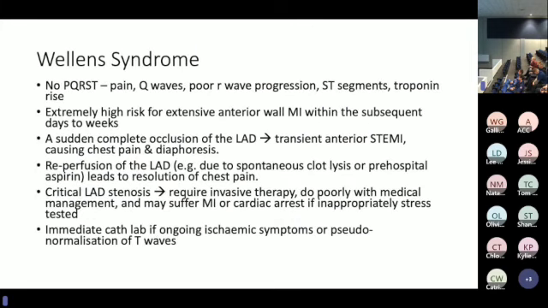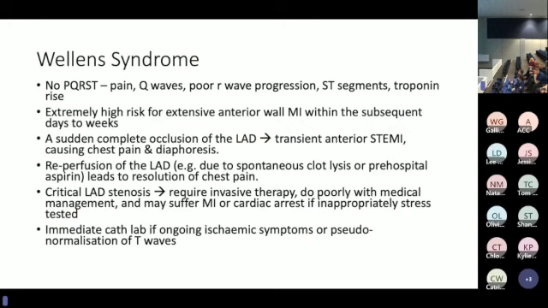Sorry, there's lots of writing on that slide. I'll just try and explain it better. What happens is you get a sudden complete LAD occlusion with transient changes, which you might not actually catch on ECG while the patient has pain, and they will get this sort of reperfusion ECG.